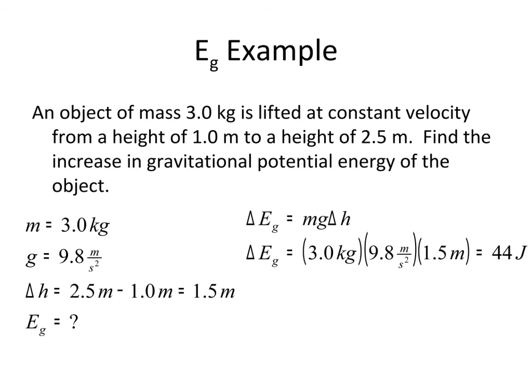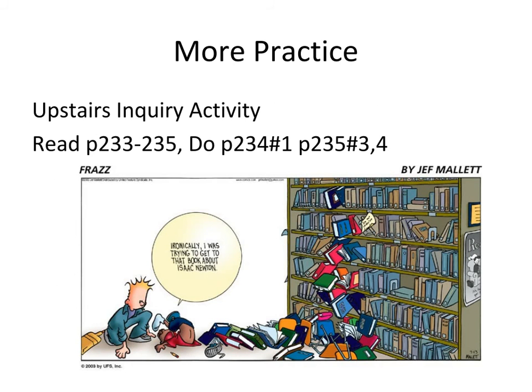Now we'll select our equation. So we'll try our shiny new equation for gravitational potential energy, and then we'll substitute and solve with the values that we have. And we get 44 joules of energy. So that's an increase of 44 joules of gravitational potential energy, which is not much. Now we're going to try an inquiry activity in which you're going to change your gravitational potential energy, and then we'll do some practice.